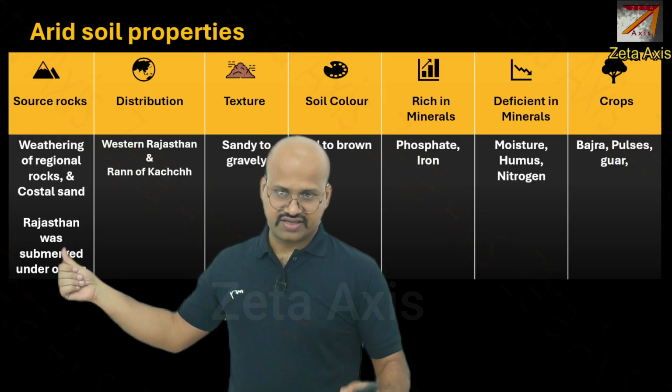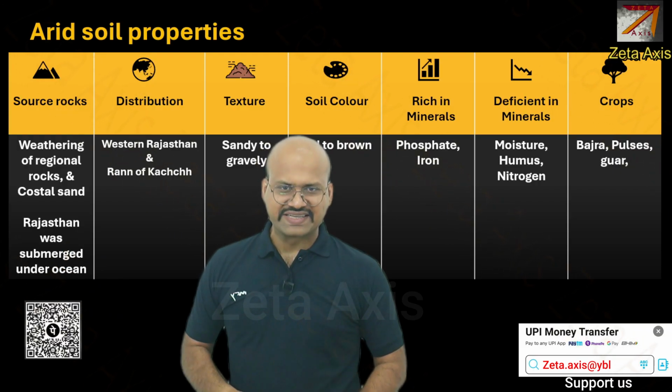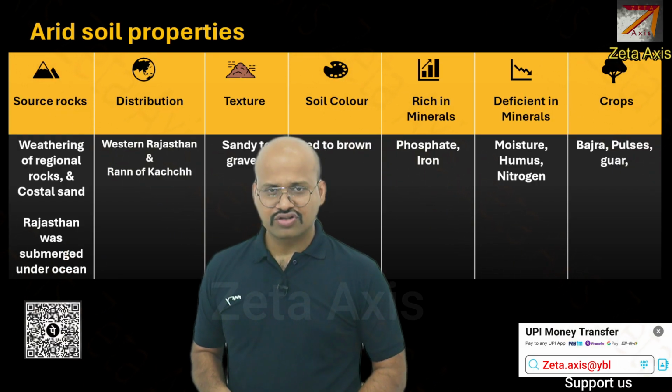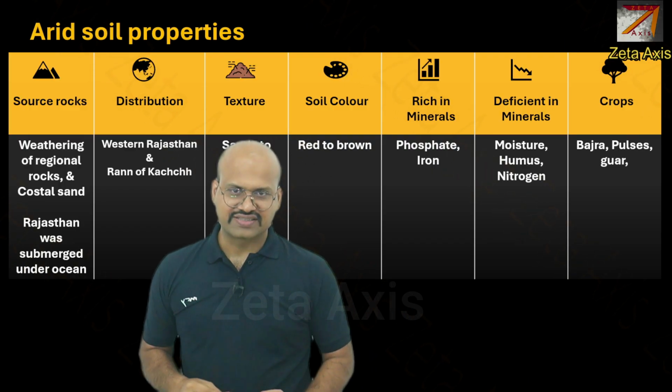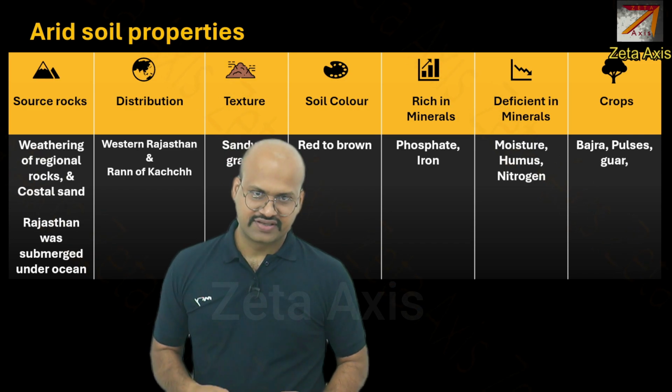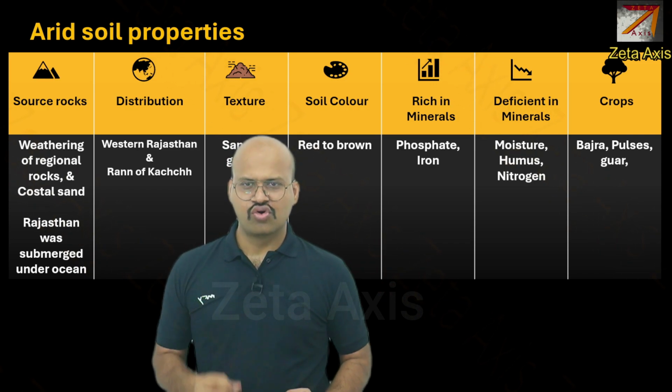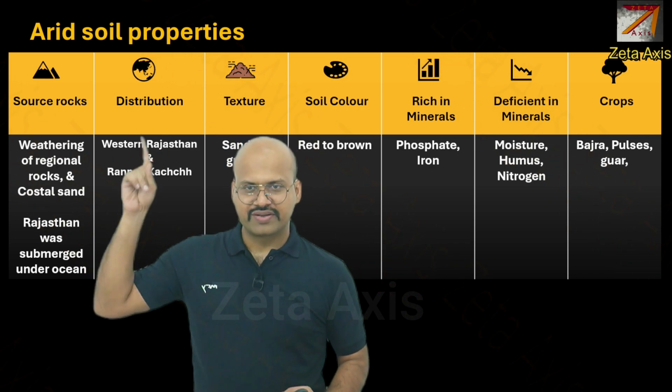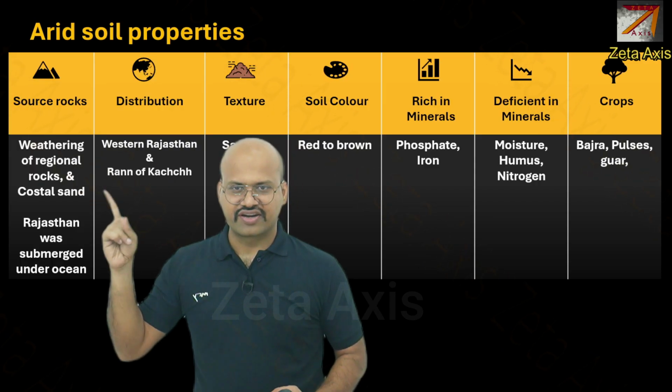Rajasthan as well as Kutch was submerged under the ocean recently in history, and because of this we see higher salt content in the sand over here. Also, the white color of the sand of Kutch is because it was submerged under the ocean. Distribution: Western Rajasthan and Run of Kutch.